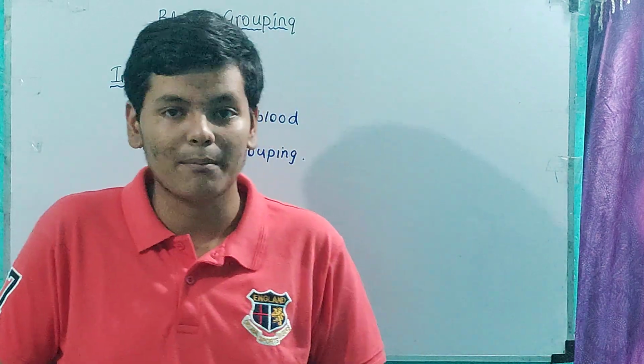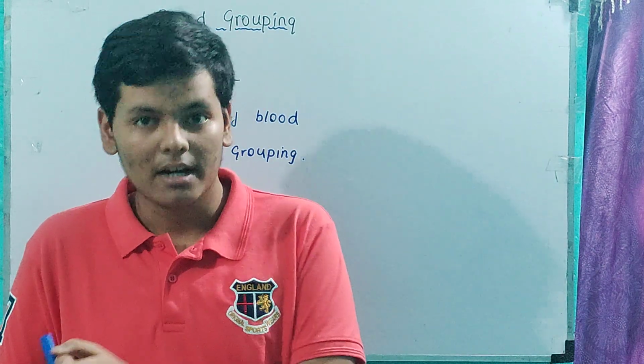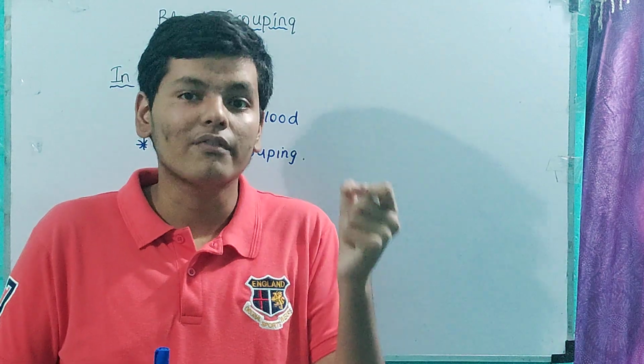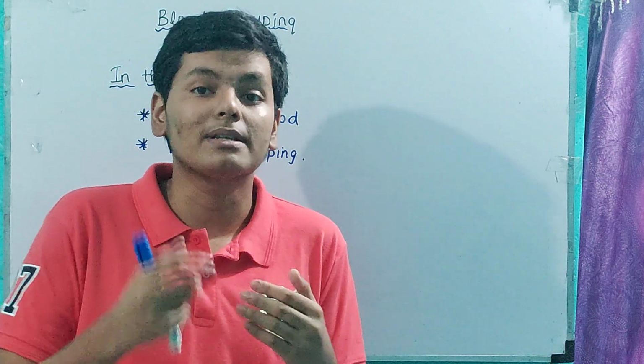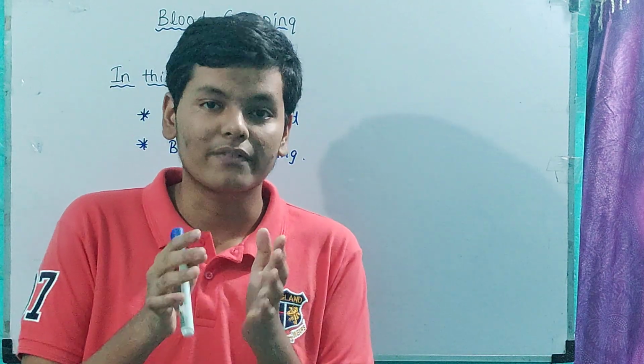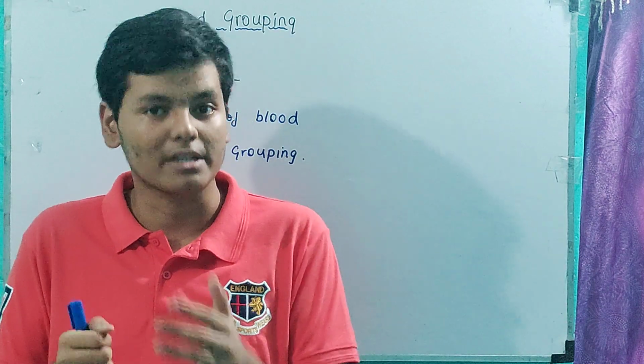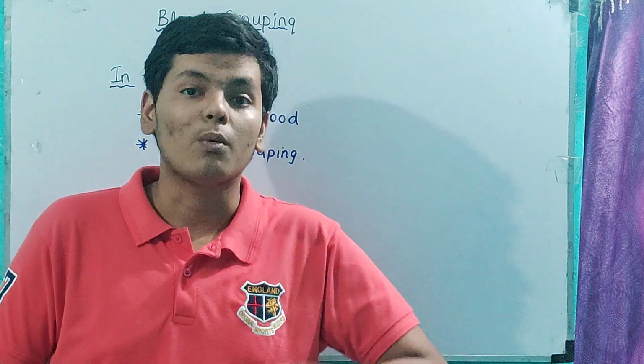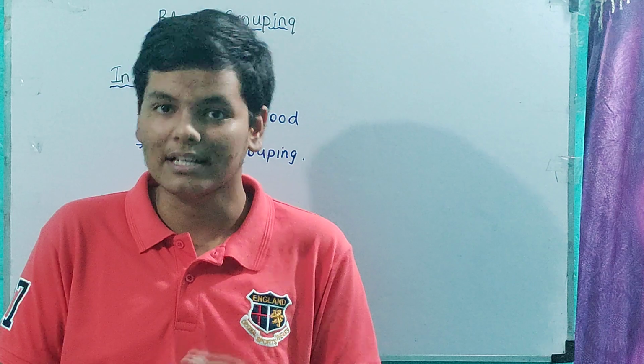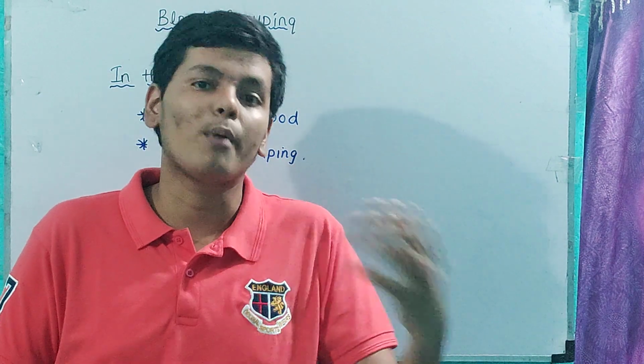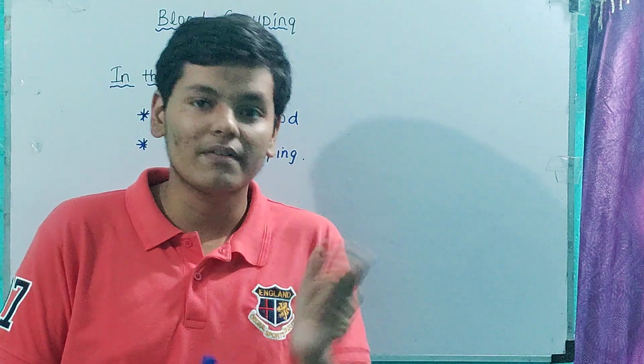So for that, we are going to understand in detail how you can classify blood, on the basis of what criteria we are able to differentiate blood between different types of groupings. And we will also understand what positive and negative mean in blood groups. Like we have heard about A positive and A negative. What is positive and what is negative?